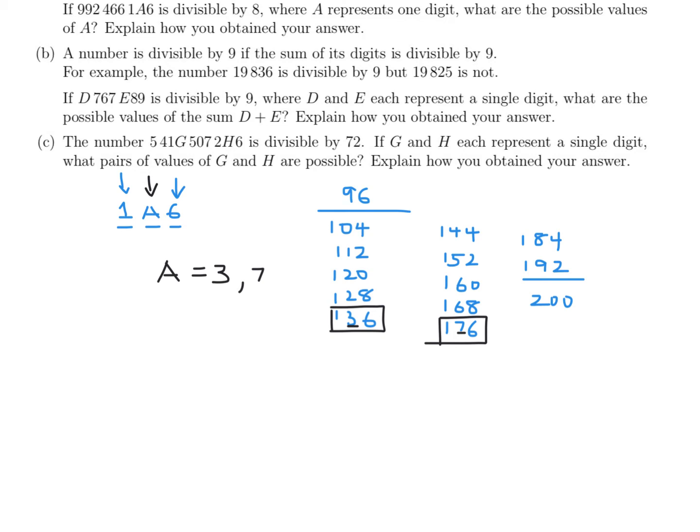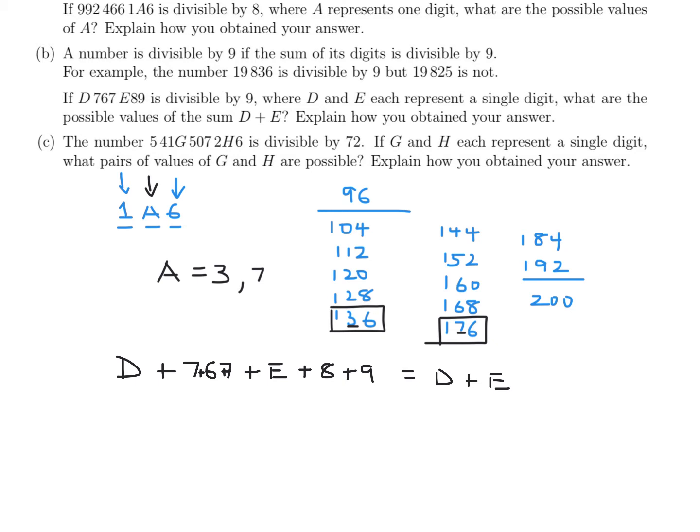So according to the question, the sum of the digits must be divisible by 9. So the sum of the digits looks like the sum of those numbers. So this will be D plus E, and then let's see, 7 plus 6 plus 7 plus 8 plus 9 is 37. Yeah. Okay, so where do I go from here? 17 plus 17 plus 20, 37.